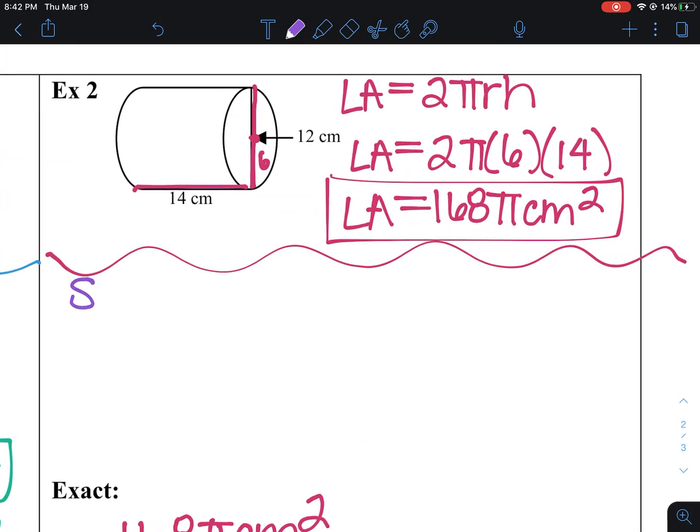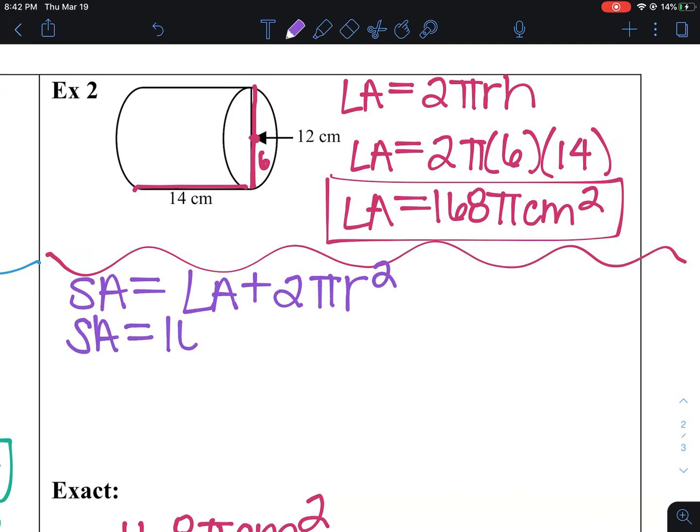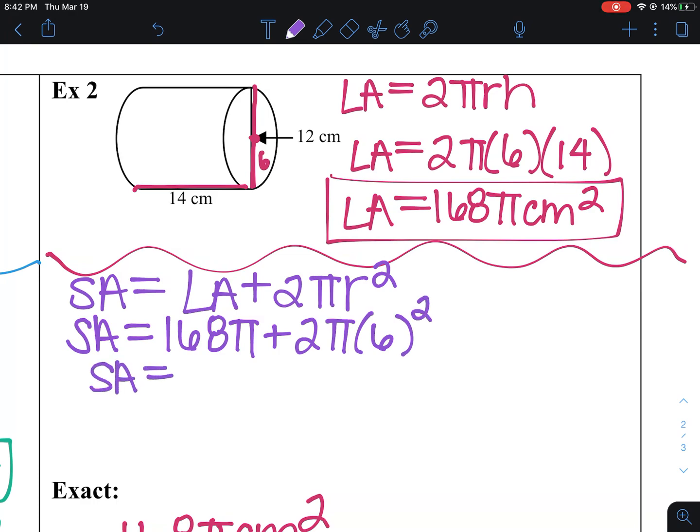And now we can do surface area. So remember, it's whatever we just found plus 2 times the area of the circle, which means 2 pi r squared. So we just found that the lateral area is 168 pi plus 2 pi. Remember, the radius is 6 and squared. So leave this part, this would become, well, 6 squared is 36 times 2 is 72. So 72 pi.